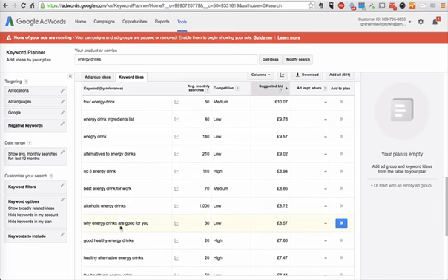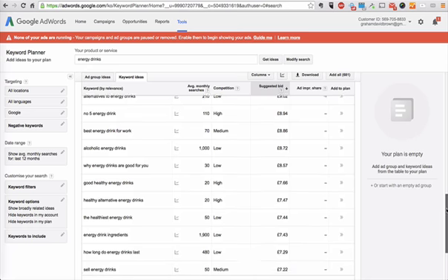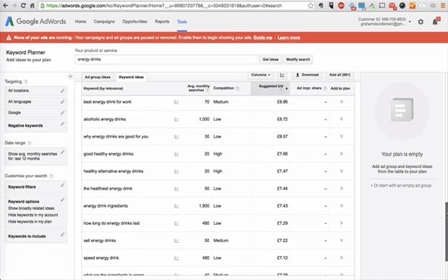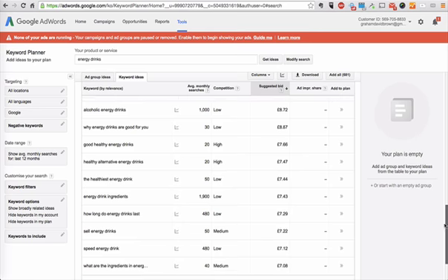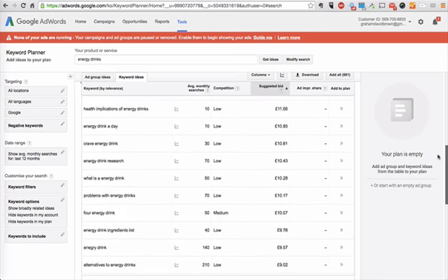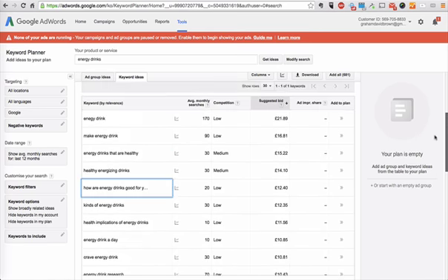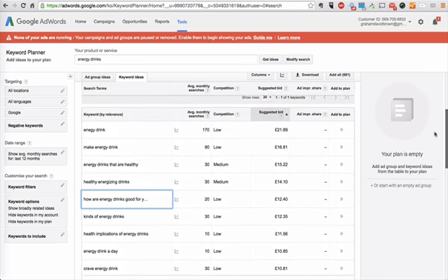Why energy drinks are good for you, good healthy energy drinks, healthy alternative energy drinks, the healthiest energy drink ingredients. Wow, a lot of people searching for that. There's a lot of suggested bids as well. So people are really interested in what's going into energy drinks, and they're interested in the health implications of energy drinks. And it seems like they're interested in healthy alternatives to energy drinks.